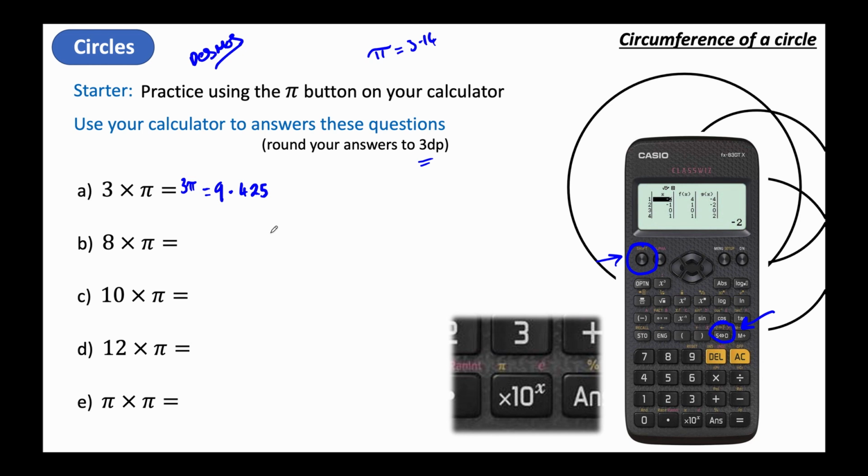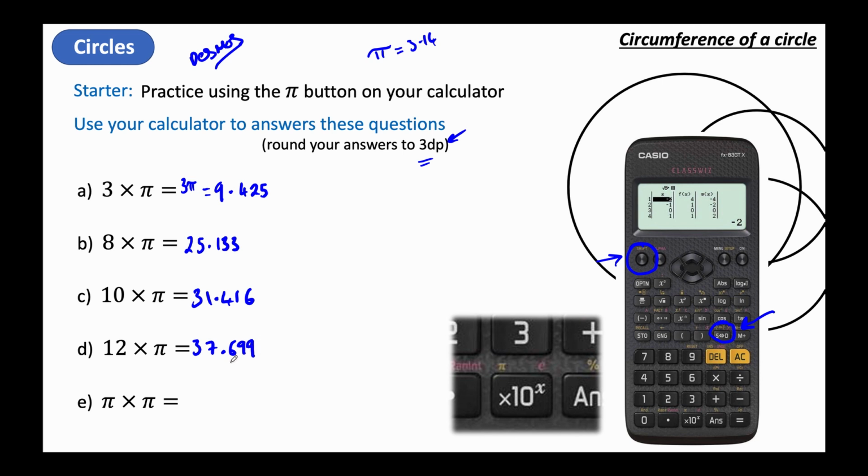9.425. And then if you're doing 8 times pi, press SD, and you get 25.133 to 3 decimal places, because I did say that. Look, there we go. And then 10 times by pi, you get 10 pi, press SD, and you get 31.416 to 3 decimal places. And then 12 times by pi is 37.699 to 3 decimal places.